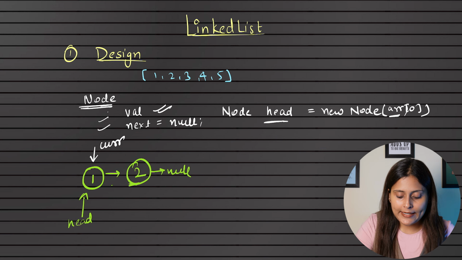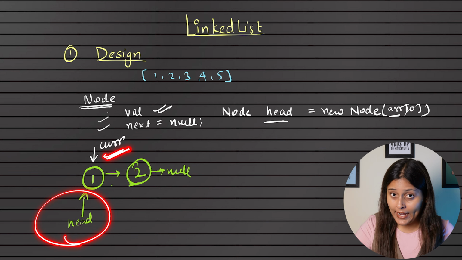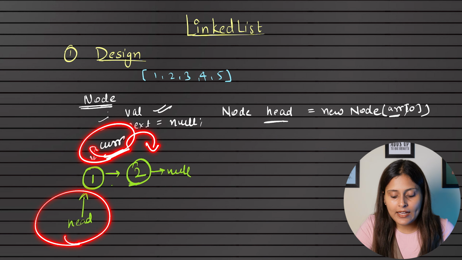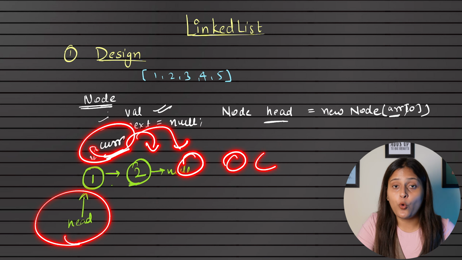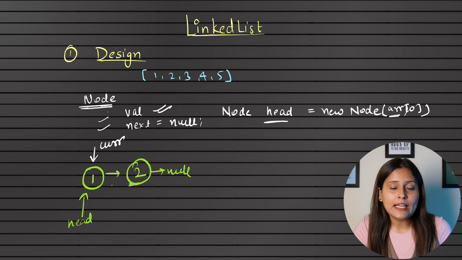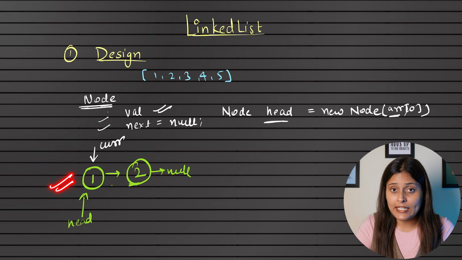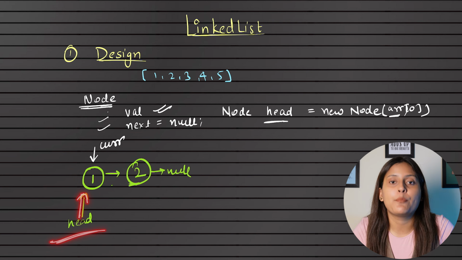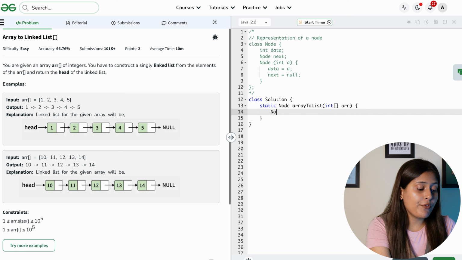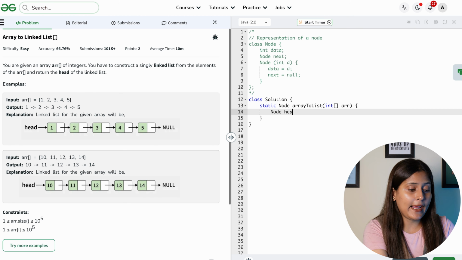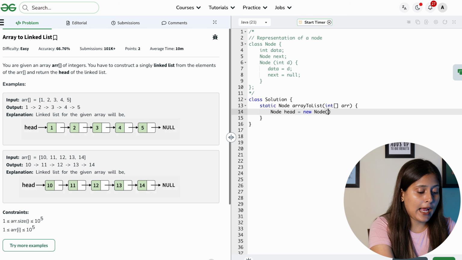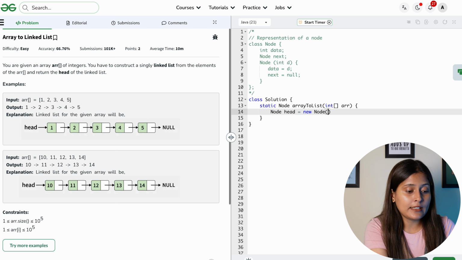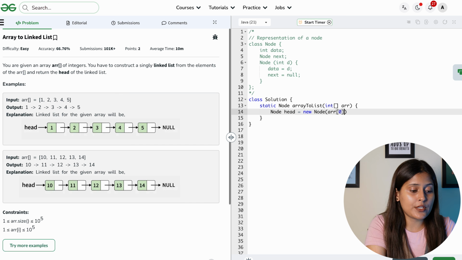Let's call it current. So instead of moving the head ahead, we will move this current ahead to create our whole linked list. And at the end, as we have to send the first node of the linked list, we'll simply return the head pointer. So what we will do? We will make a node, let's call it head, and we will call the same node function, and in the node we have to send the value. So can I say array of 0?